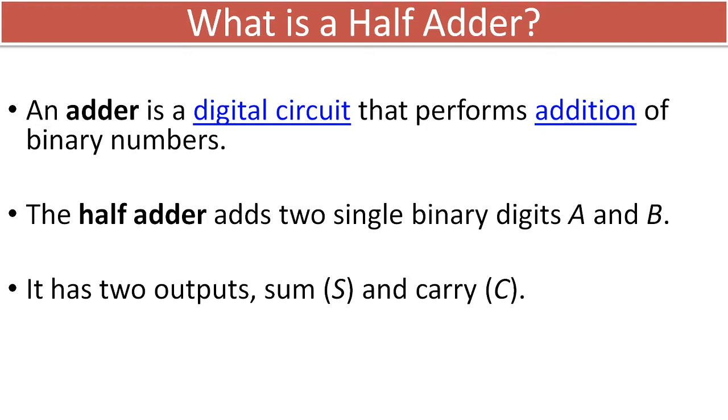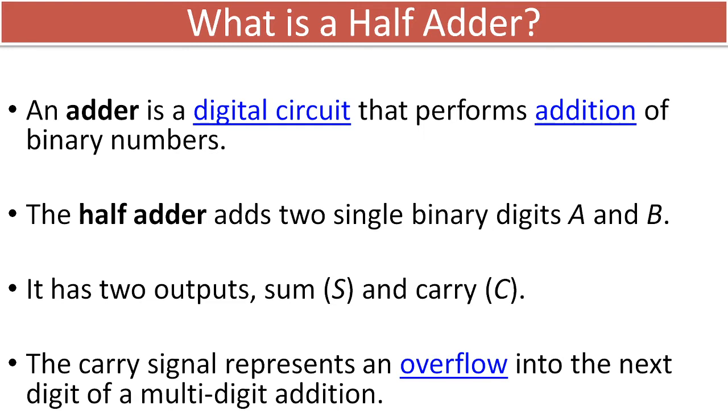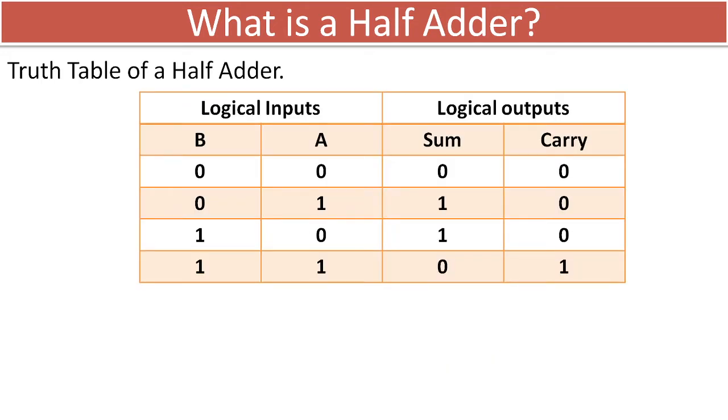And it has two outputs. Usually one of the outputs is called sum and the other one is called carry. Now the carry signal represents an overflow into the next digit of a multi-digit addition. Now if we write down the truth table of half adder, obviously there are two inputs B and A, so there are four possible combinations: 0 0, 0 1, 1 0 and 1 1.